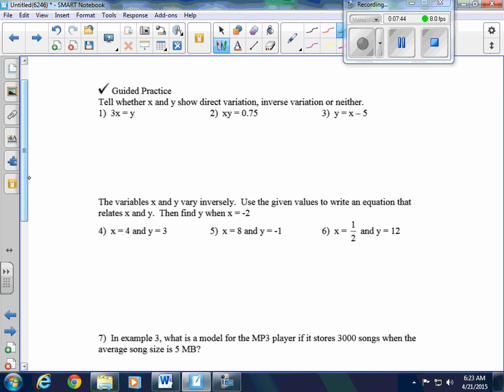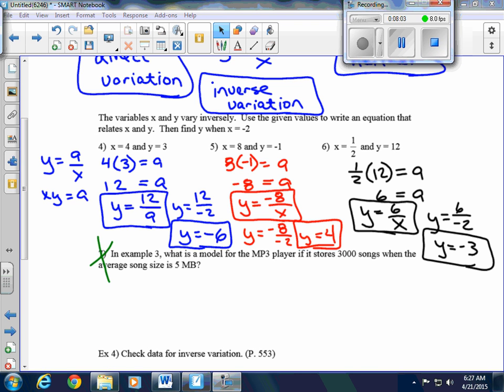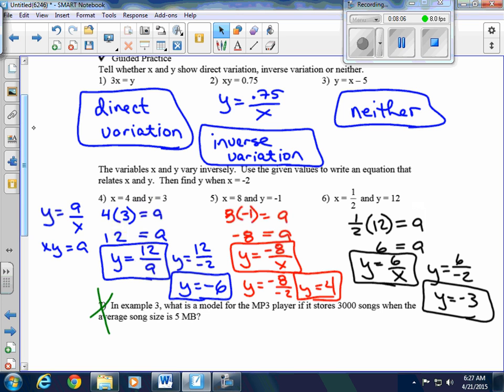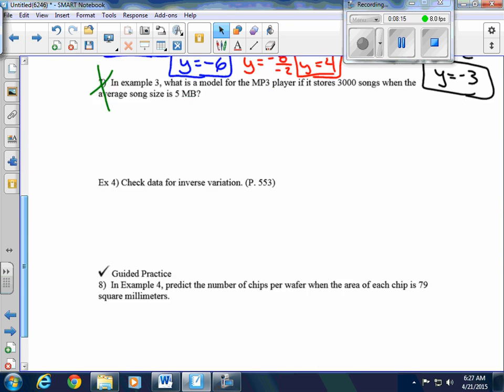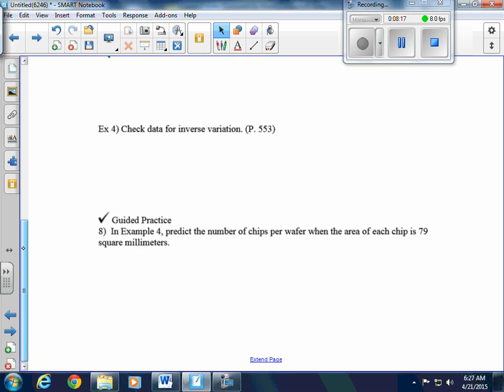So we're going to look at the guided practice questions. So go ahead and pause the video, and you can do those. We're not going to do number 7. Just go ahead and do the first 6, and then hit play when you are ready to resume. And there are the answers for your guided practice.